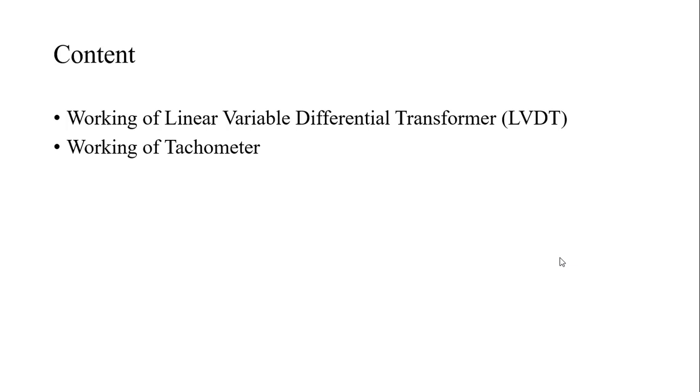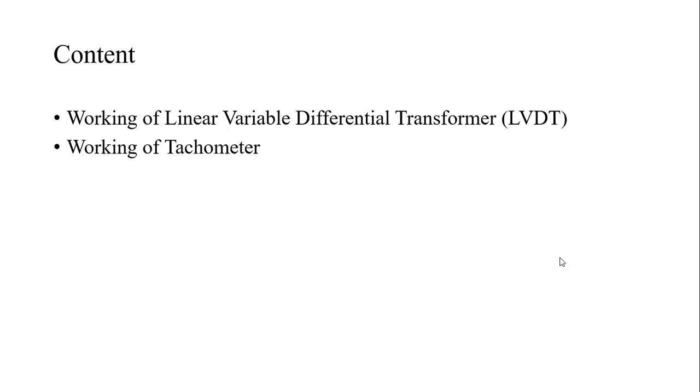Then we'll discuss the tachometer. A tachometer is a very well known device which is used to measure the RPM of any rotating wheel. This is used in the CNC machine to measure the RPM of your spindle. Correct. So firstly, we are going to discuss the LVDT.